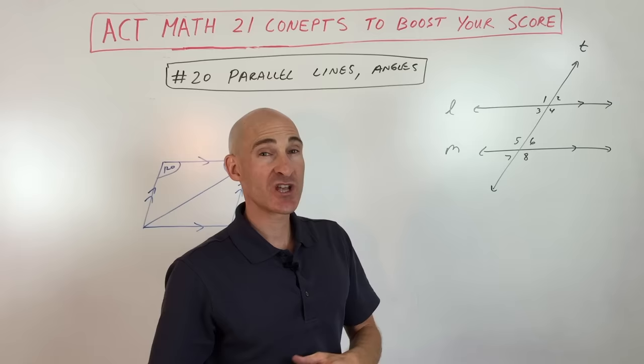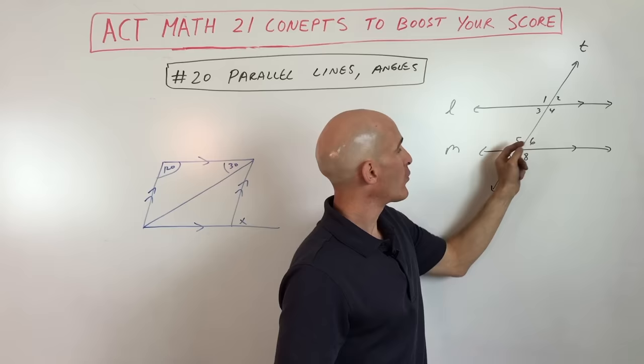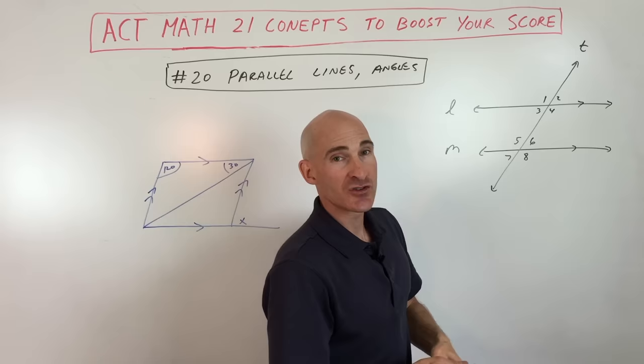Now, the ones that are across from each other, like 1 and 4, 2 and 3, 5 and 8, and 6 and 7, those are called vertical angles, and those are congruent. The other angles are called corresponding angles. If you take these four angles here and you place them on top of these, see how this forms an X?